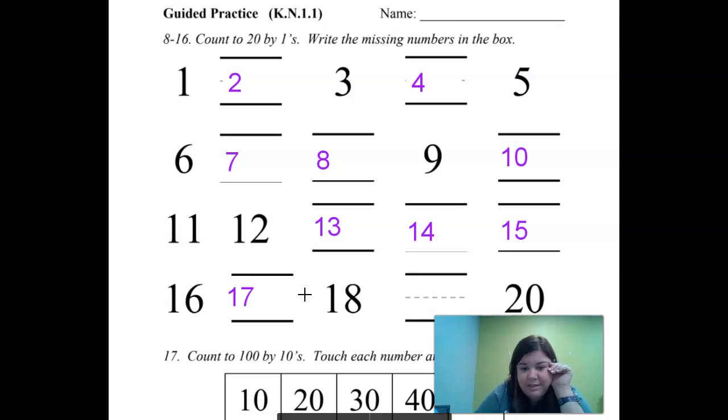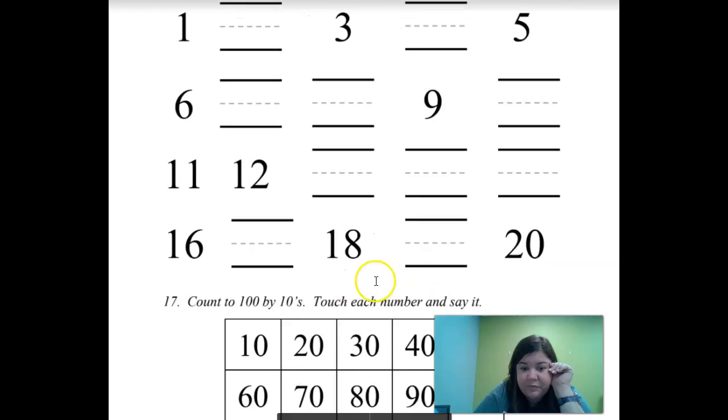1, 7 makes 17. Then we have 18. Write the next number down. What do you think this one is? What comes between 18 and 20? 1, 9. Yeah, so you should have 2, 4, 7, 8, 10, 13, 14, 15, 17, and 19 written down.